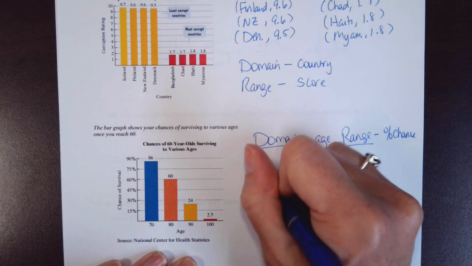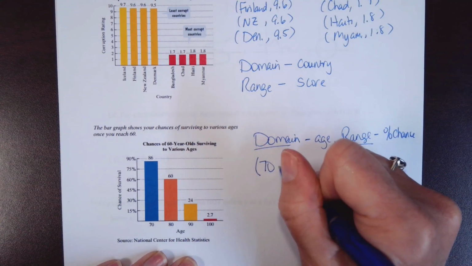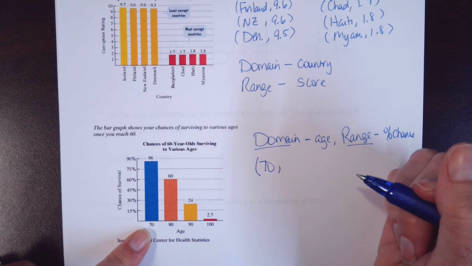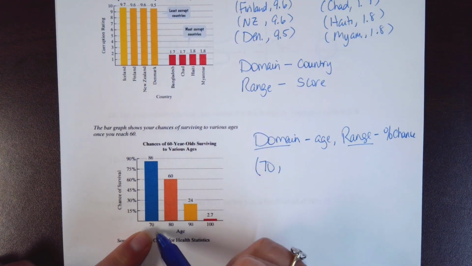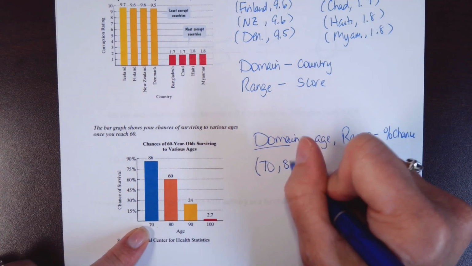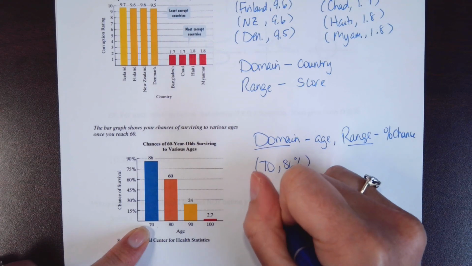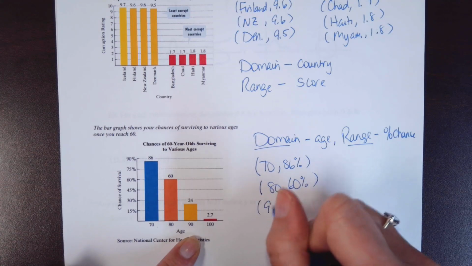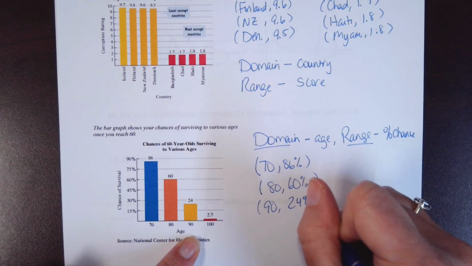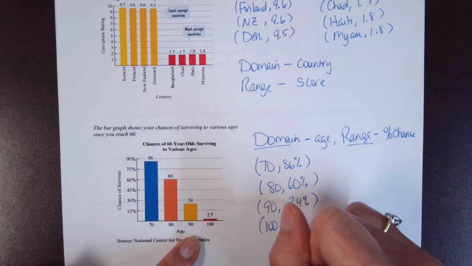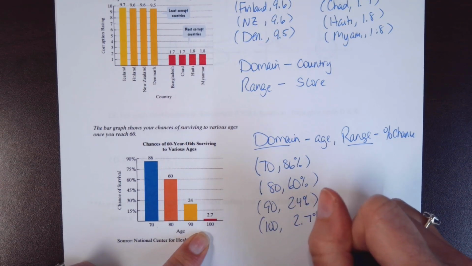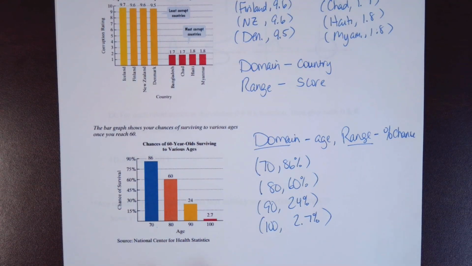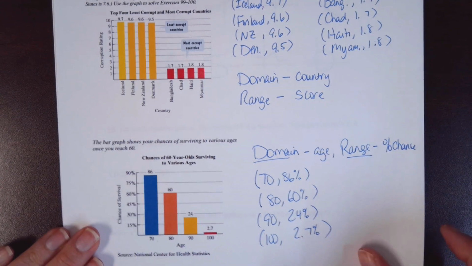So if I do that, I see that if a 60-year-old wants to survive to 70, that's an 86% chance. Want to survive to 80, there's a 60% chance that'll happen. Living to be 90, there's only a 24% chance that will happen. And you don't see many people who make it to 100 years of age, so there's a 2.7% chance of that happening. All right, so these are examples of how we come up with our input and our output.